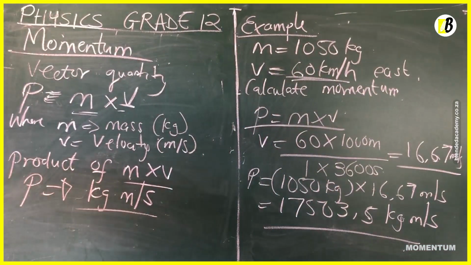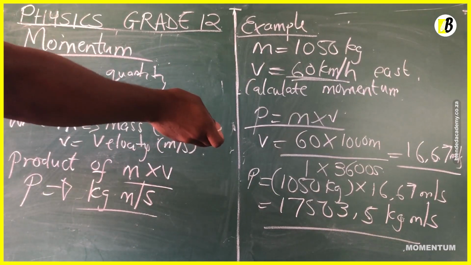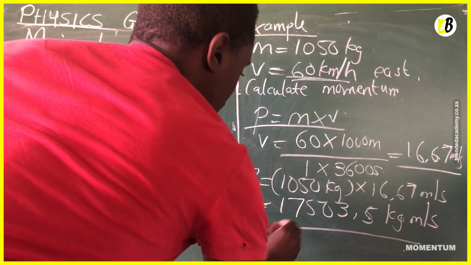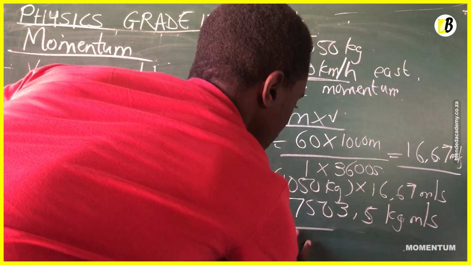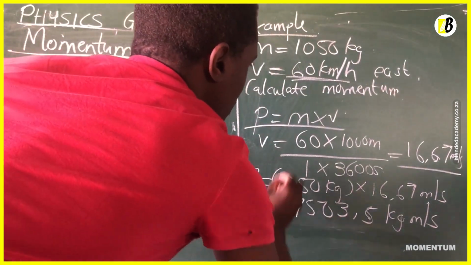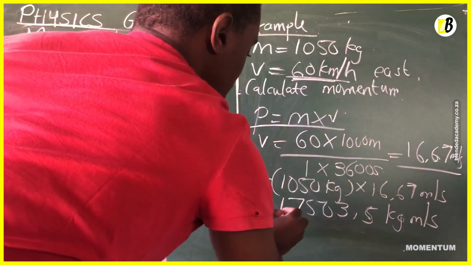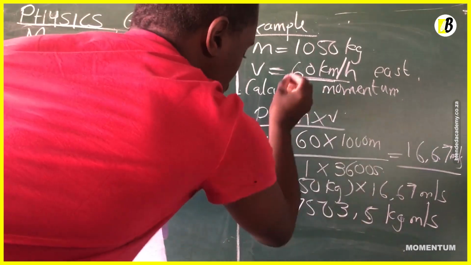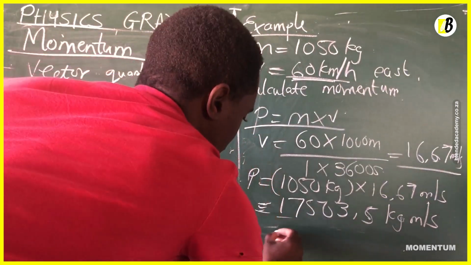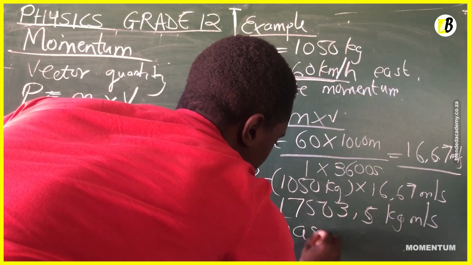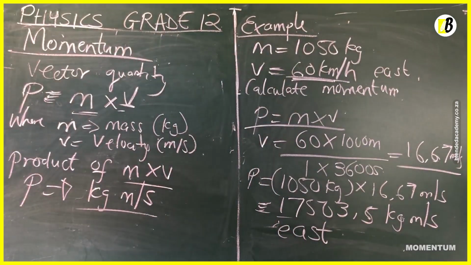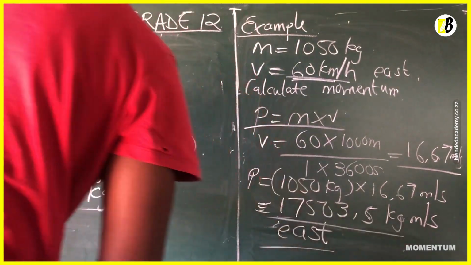And you need to remember that momentum is a vector quantity. That means you need to add your direction for this final answer. You need to add the direction of this momentum. So as I said, this momentum takes the direction of the velocity. So it's going to be in the east direction. That's where you're going to have your final answer.